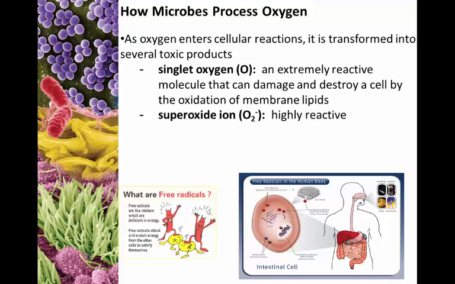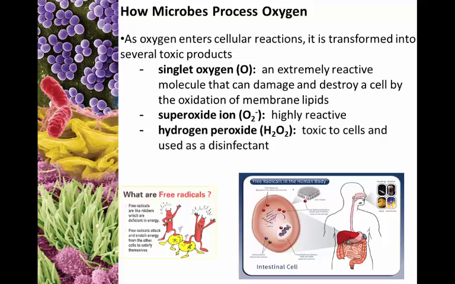Superoxide ions, also highly reactive free radicals. Hydrogen peroxide is an example of this, a very common byproduct of oxygen metabolism. It's actually toxic to cells. We commonly use it as a disinfectant and an antiseptic, getting rid of microorganisms that are unwanted on tissues or on surfaces.